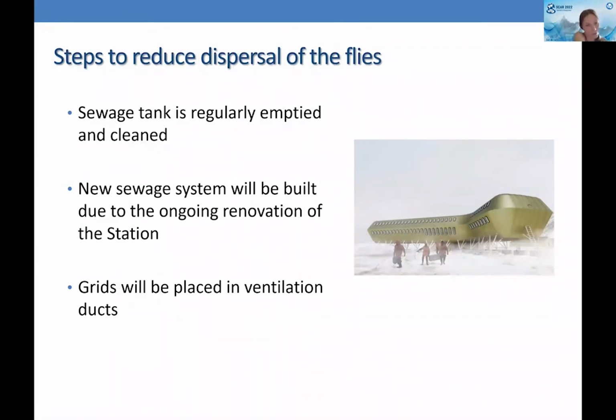However, the problem is we can't find the main source of larvae at the moment. The answer for that might be a new sewage system that will be built due to the ongoing renovation of the Arctowski station. So, fingers crossed. Another thing that will happen is grids that will be placed in ventilation ducts, hopefully to stop or at least slow down the dispersion of flies.